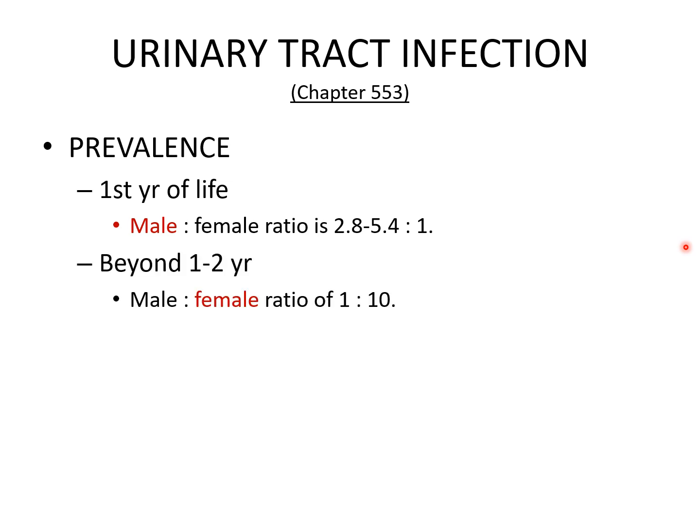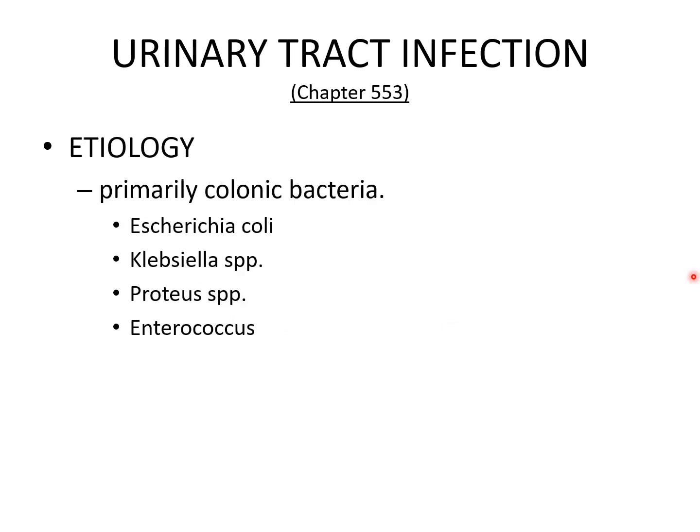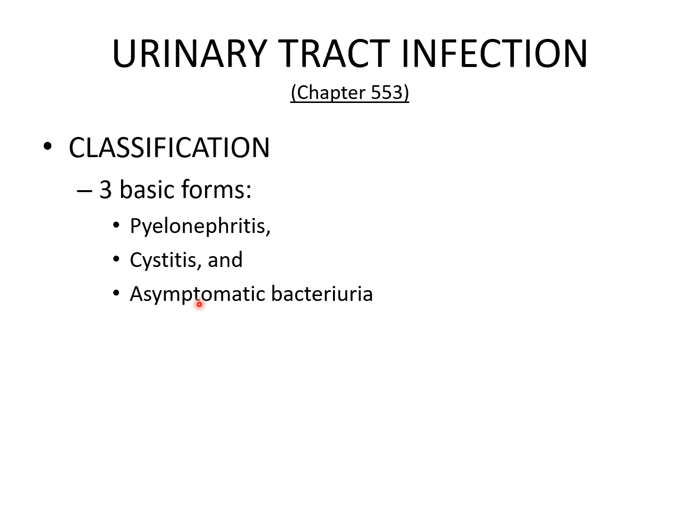But after 1 year old, beyond 1 to 2 years old, the female will now predominate most of the cases of urinary tract infection. So what are the etiology? What are the causes of this urinary tract infection? Primarily, they are from your intestines. These are colonic bacteria. So this includes E. coli, Klebsiella, Proteus, and Enterococcus.